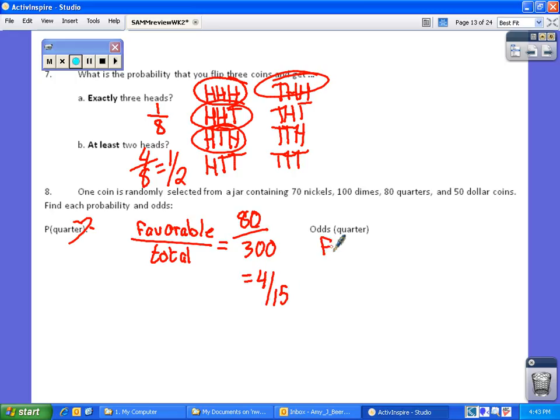Odds is favorable over unfavorable. In this case, favorable is quarters. There are still 80 quarters. Unfavorable would be not quarters, and there are 220 that are not quarters, and that reduces to 4 over 11.